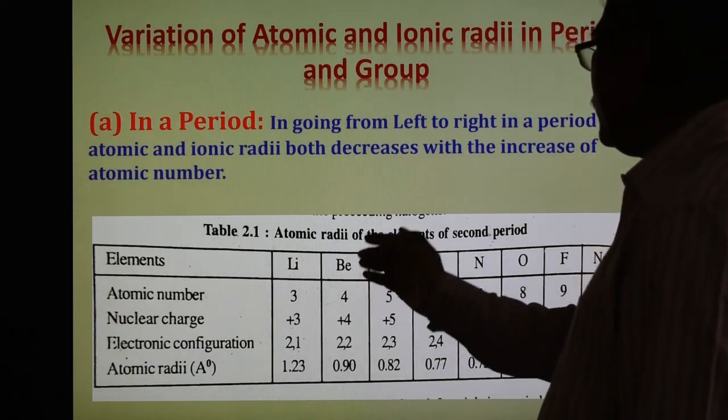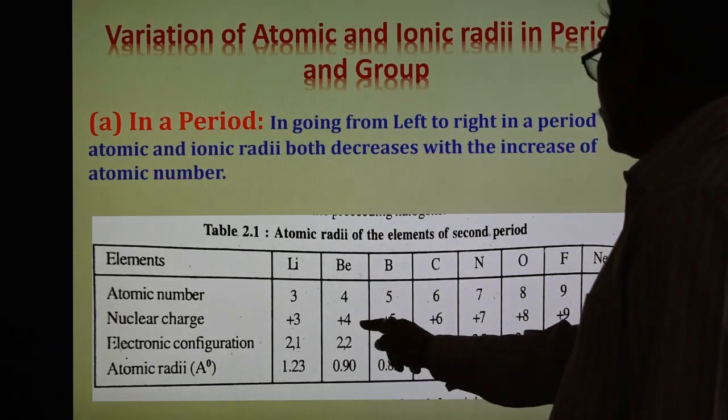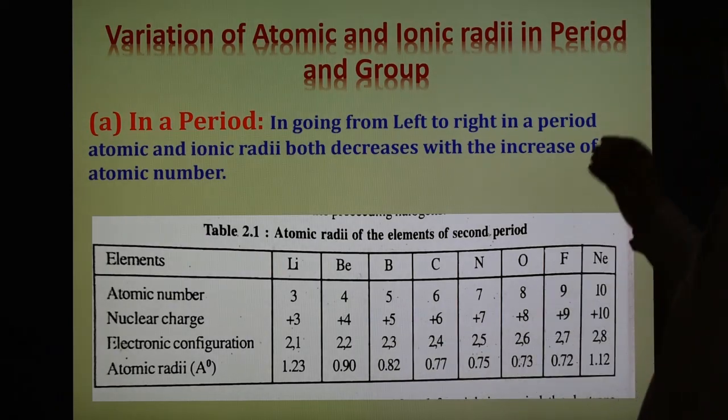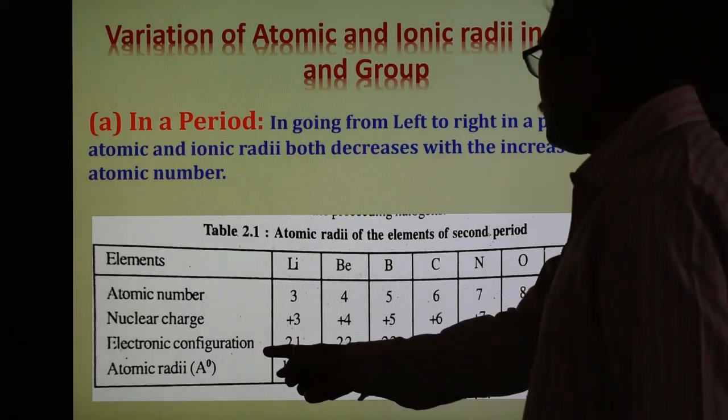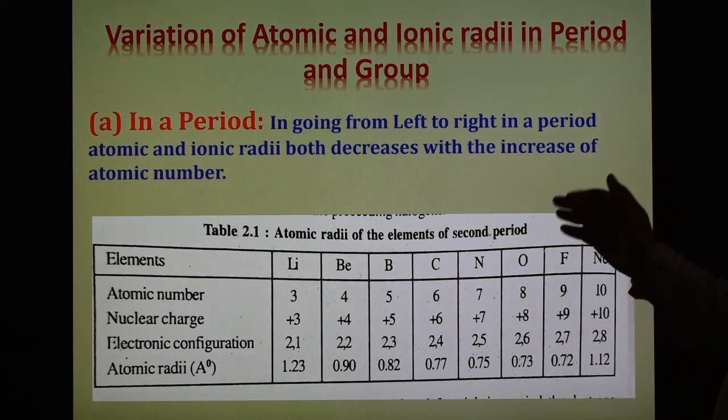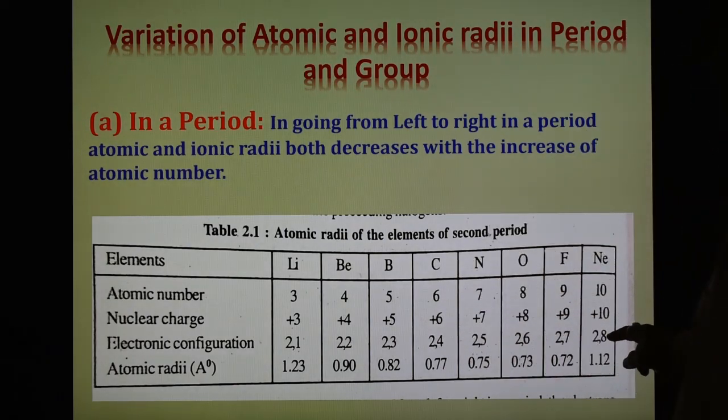So the last, incoming electron goes in the second orbit. So second orbit 2, 3, 4. So there are 2 orbits only. In the electron configurations, only 2 orbits are there, and the incoming electron is added in the second orbit. So here up to 8.